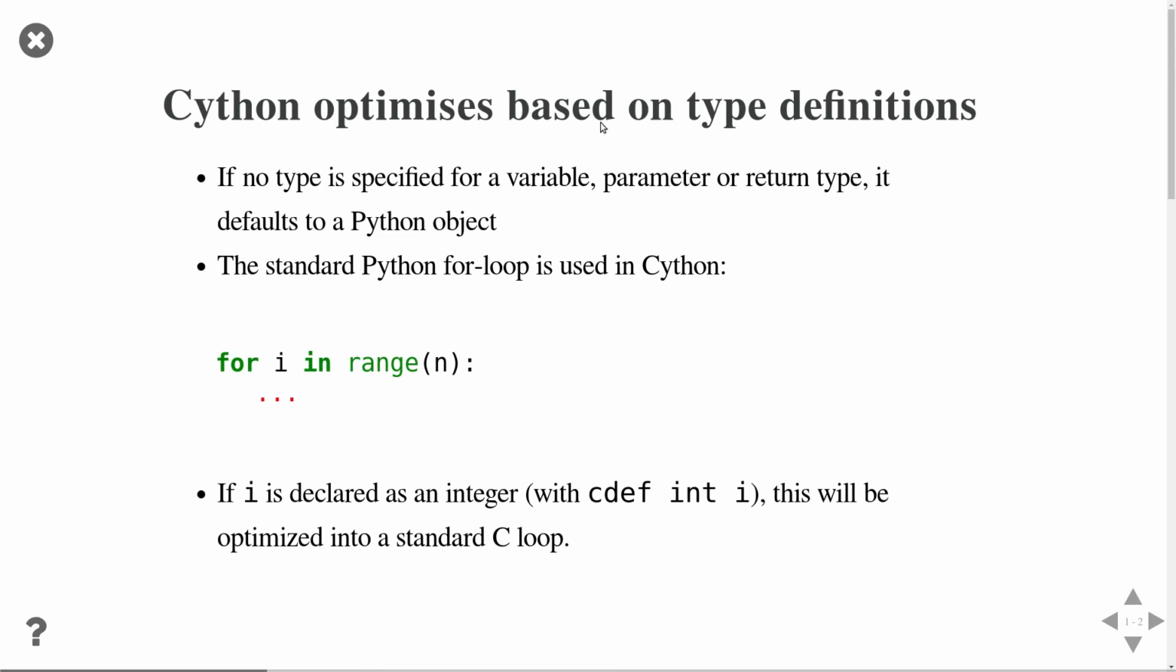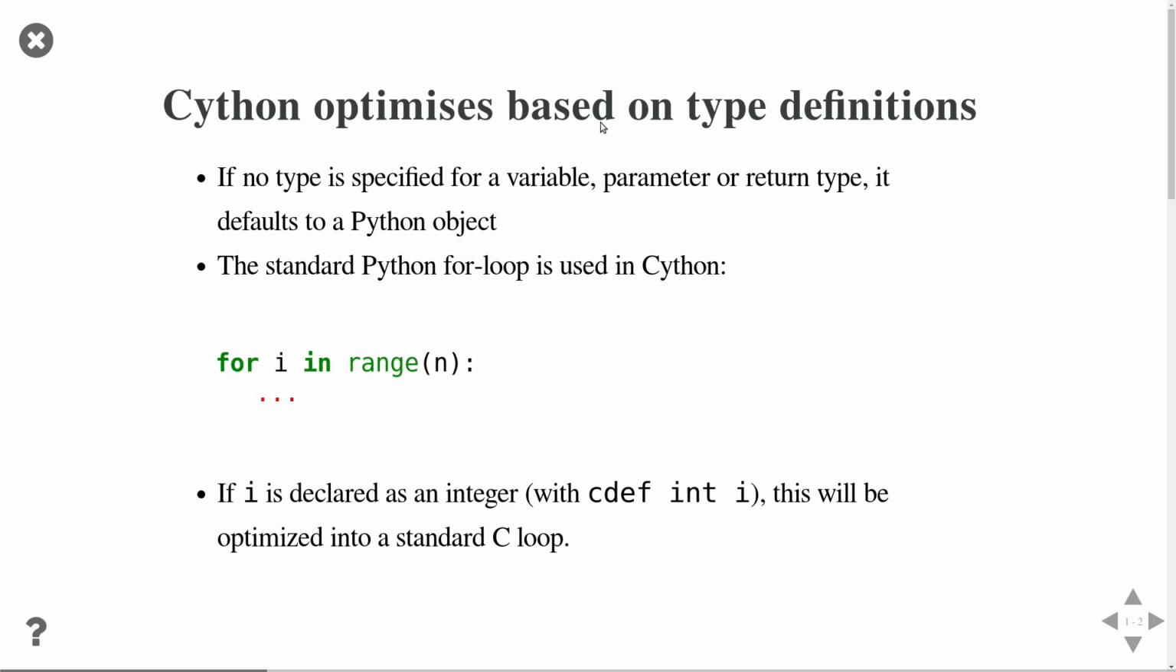Okay, so what happens now if we take such a file and compile it? If we don't specify any types in function arguments or in any variables, then it will just default to a normal Python object. So basically exactly the behavior that we had with a normal Python implementation.